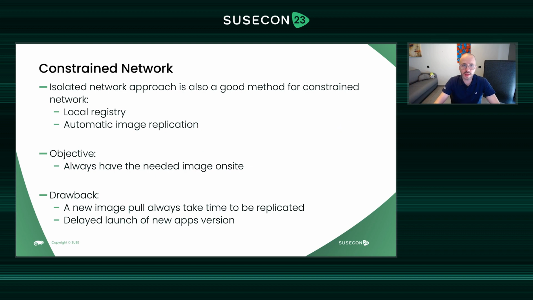The good news is you can replicate the isolated network approach. This is also a good method for a constrained network. For example, install a local registry and put in place some automatic image replication. The goal here is to always have the needed image when the runtime needs to use it. So when your Kubernetes cluster pulls an image, if you have a local registry, even if the internet is present, it will take it directly from the local registry, so it will be faster.